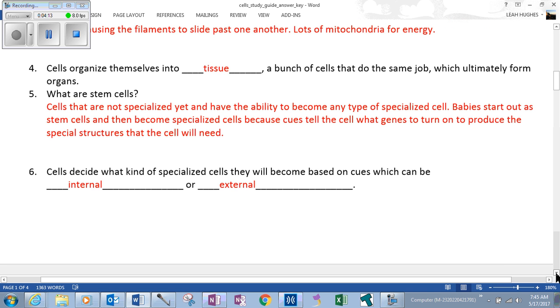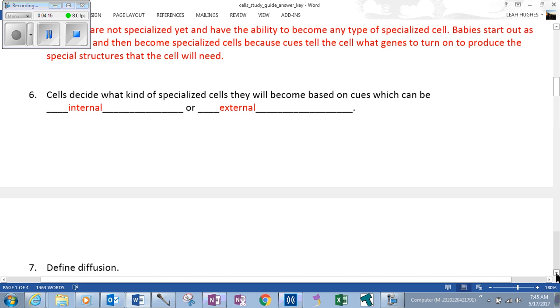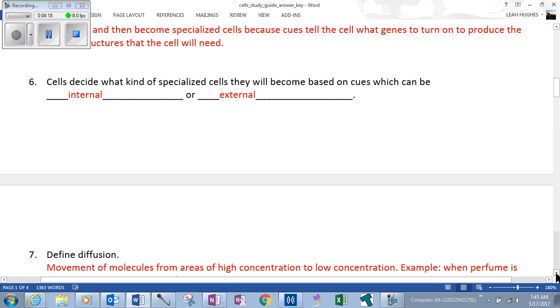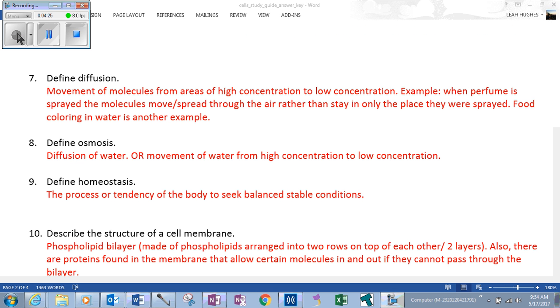Number 6. Cells decide what kind of specialized cells they will become based on cues which can be internal or external. Okay, continuing with number 7. Define diffusion. Movement of molecules from areas of high concentration to low concentration. Example, when perfume is sprayed, the molecules move or spread through the air rather than stay in only the place they were sprayed. Food coloring in water is another example.